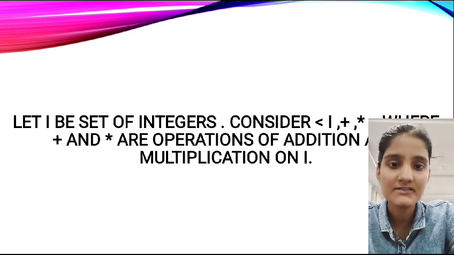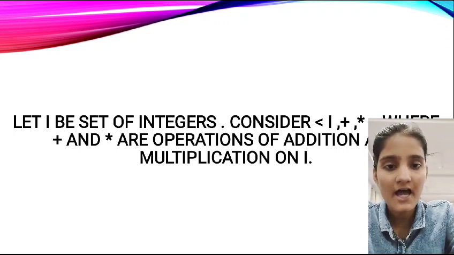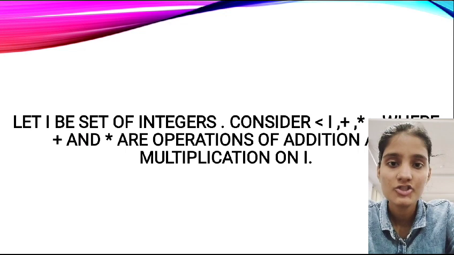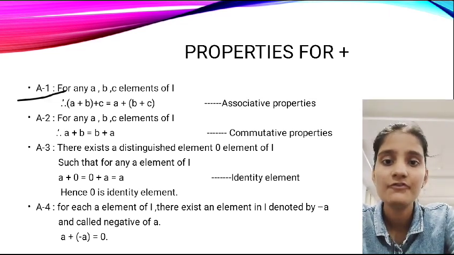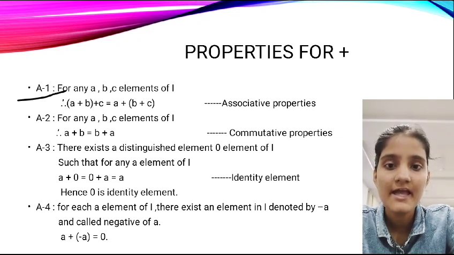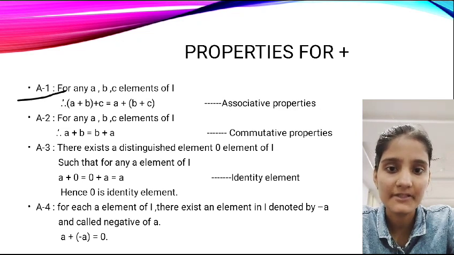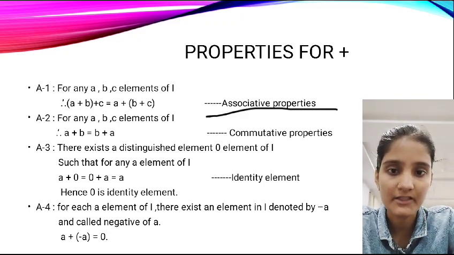Consider I, plus and star, where plus and star are the operations of addition and multiplication on the set I. First we discuss the properties of addition. The first property is, for any A, B, C elements of I, (A plus B) plus C is equal to A plus (B plus C). This is the associative property.